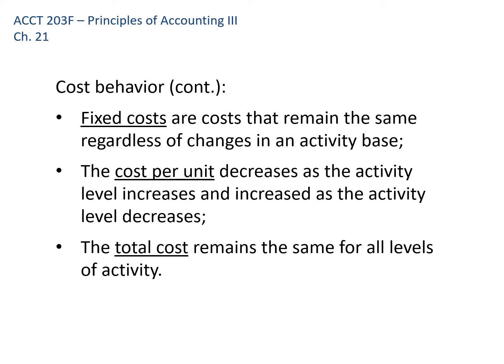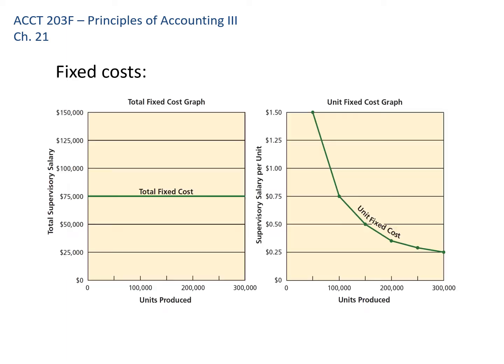Now, if we say, what if we had 20,000 students? Well, now it's going to change because we don't have enough room for all of them in that particular set. So fixed costs remain fixed over the relevant range. So in this case, the cost per unit decreases as the activity level increases because I'm spreading a fixed amount of money over more activity. By the same token, the total cost stays the same for all levels of activity, like I mentioned.